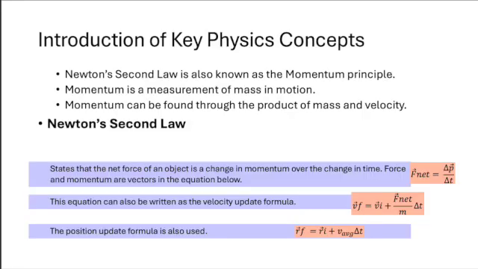Some of the key physics concepts used in this experiment were, again, Newton's second law, which is also known as the momentum principle. It states that momentum is a measure of mass in motion and can be found through the product of mass and velocity. So the F net equation, which is change in momentum over change in time, states that the net force on an object is the change in momentum over the change in time.